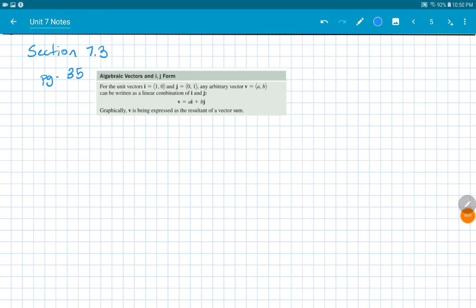So we continue through section 7.3 and we get to page 35, algebraic vectors in ij form. So far we've expressed vectors in component form like this, with that pointy parenthesis to show that it's a vector, not an ordered pair. And now we're going to show it as a linear combination.